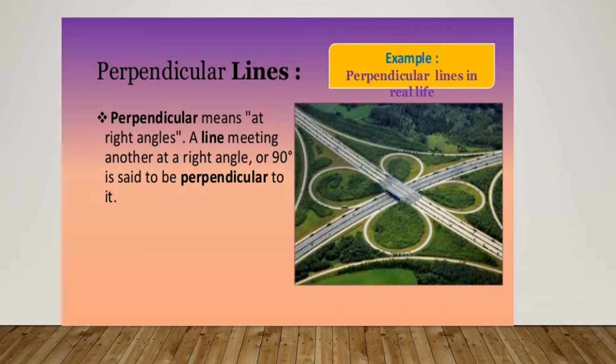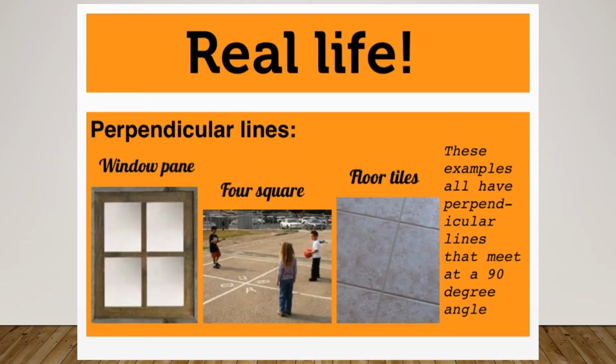Perpendicular lines in real life. Perpendicular line means at right angle. A line meeting another at right angle or 90 degree is said to be perpendicular to it. As you can see, in real life, we experience perpendicular lines. That is, window pane, four square, floor tiles. These examples all have perpendicular lines that meet at a 90-degree angle.